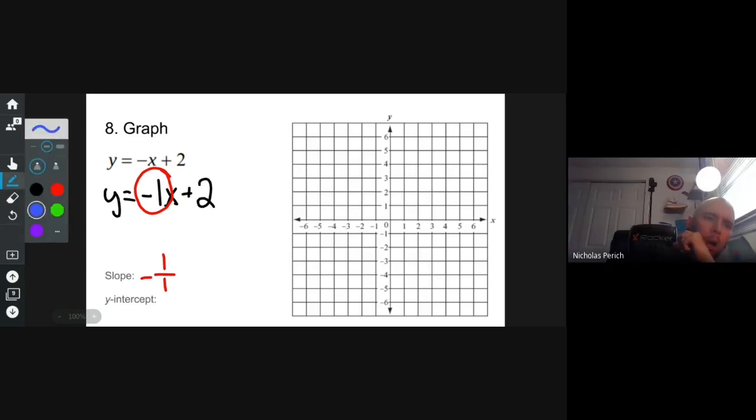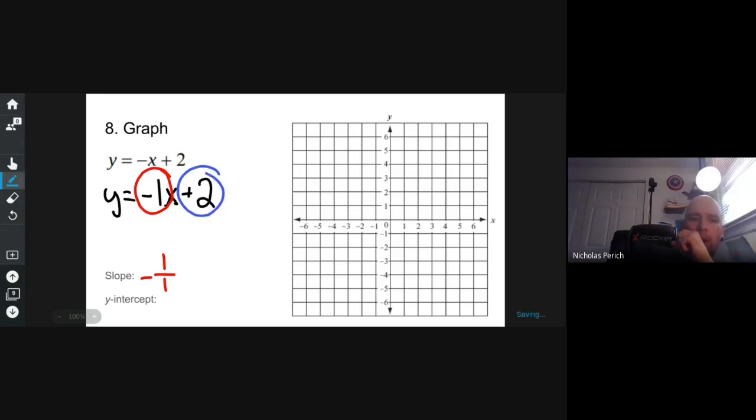Is my y all by itself? Yeah. Then what's my y-intercept? The number that's floating around is positive 2, so my y-intercept is positive 2. Put a dot on the y-axis for where your y-intercept will be. So put a dot at the y-axis at 2. So there's my dot. That's step 3.